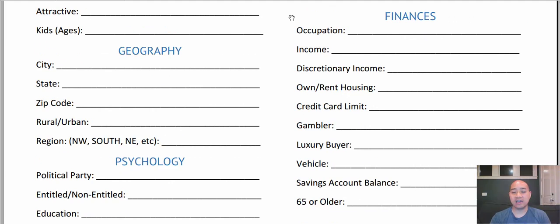Finances. This is an interesting one. I think that it's important to understand where people are financially, so that if you are selling a higher price product or even a lower price product, you know exactly what's going to get people to come off of the fence. A lot of people will shop. Everybody shops. We have the internet now.